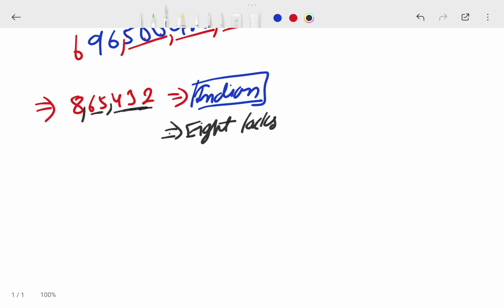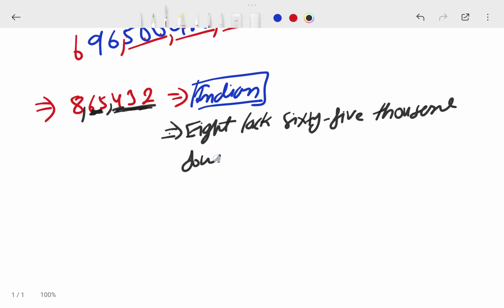Okay now, we will write 8 lakh. This is 65, we will write 65. This is 1000, so 65,000. Okay, simple. Now this is what? 432. So this is 400, and how much? 32. We will write 32. Over.